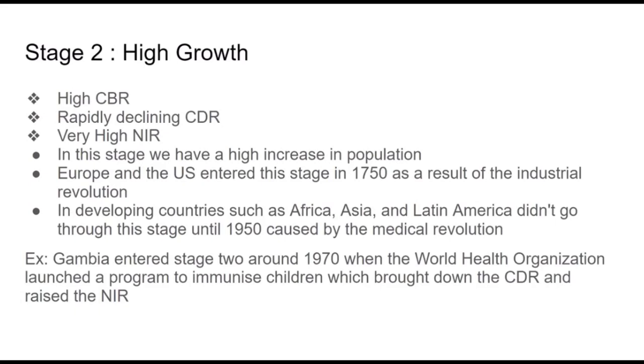Stage 2, high growth. In stage 2, there is high CBR, rapidly declining CDR, and a very high NIR. In this stage, we have a high increase in population. Europe and the US entered this stage in 1750 as a result of the Industrial Revolution. In developing countries such as Africa, Asia, and Latin America, they didn't go through this stage until 1950, caused by the medical revolution. An example is Gambia. Gambia entered stage 2 around 1970 when the World Health Organization launched a program to immunize children, which brought down the CDR and raised the NIR.